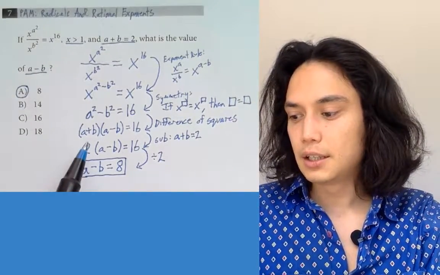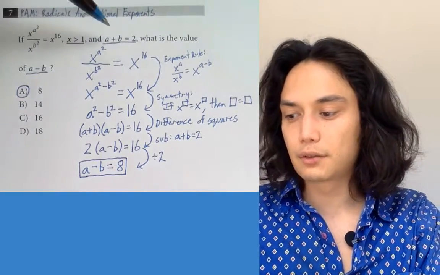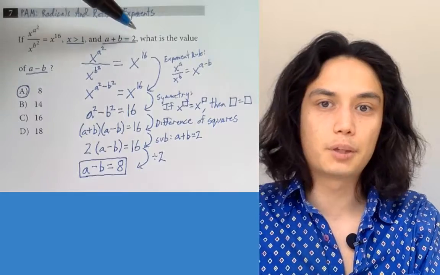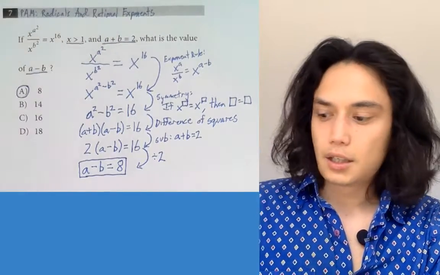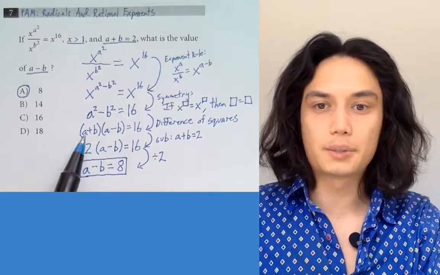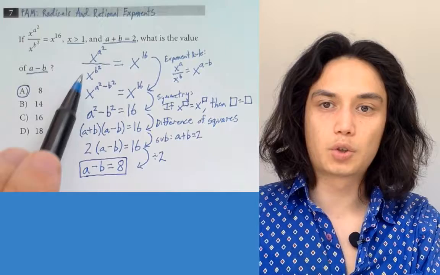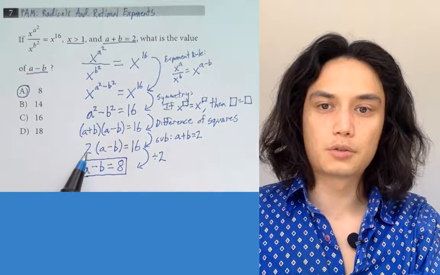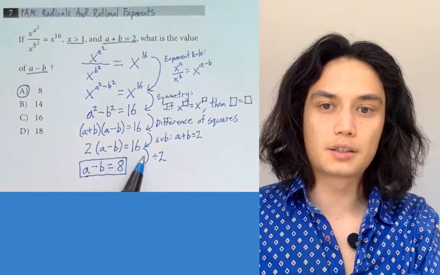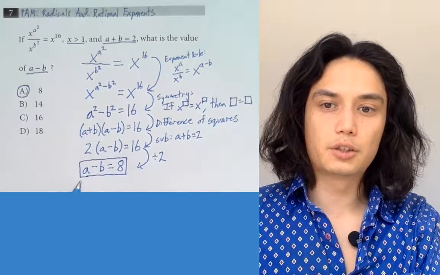Here, a plus b times a minus b is 16. And this is where the extra information that they've given us comes in handy. They've told us that a plus b is 2, and we're looking for a minus b. So we have a minus b here and a plus b here. We're going to substitute in 2 for a plus b, because they've told us that a plus b is 2. So this is 2 times a minus b is 16. And then we need to get a minus b alone. So we're going to divide both sides by 2, and a minus b is 8.